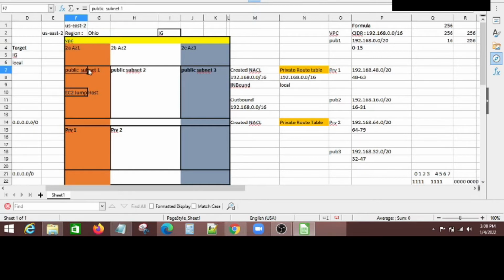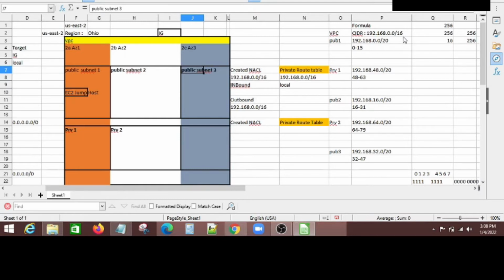In that availability zone, I was given a public subnet: subnet 2, subnet 3. All three are public subnets. And for the VPC, the CIDR notation is 192.168.0.0/16. So I'm trying to explain what the setup was and how I'm modifying it to use it.